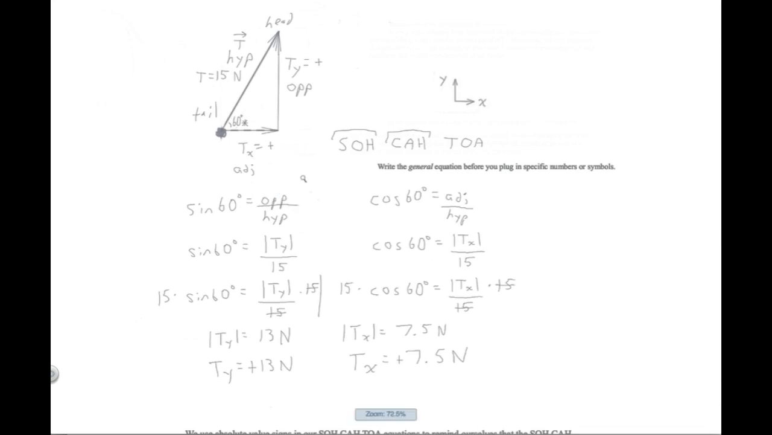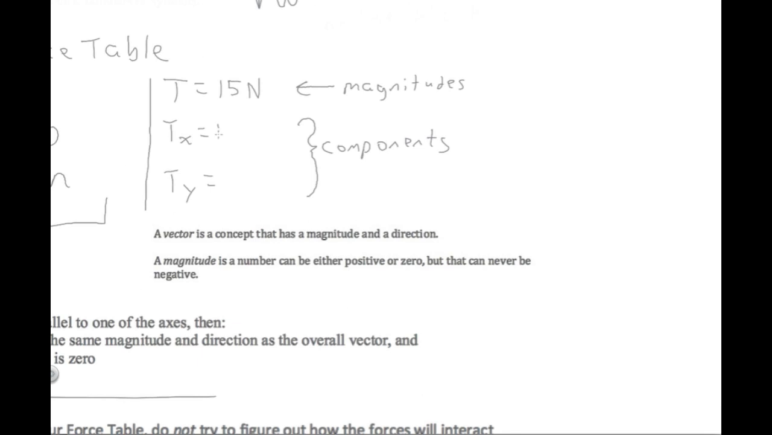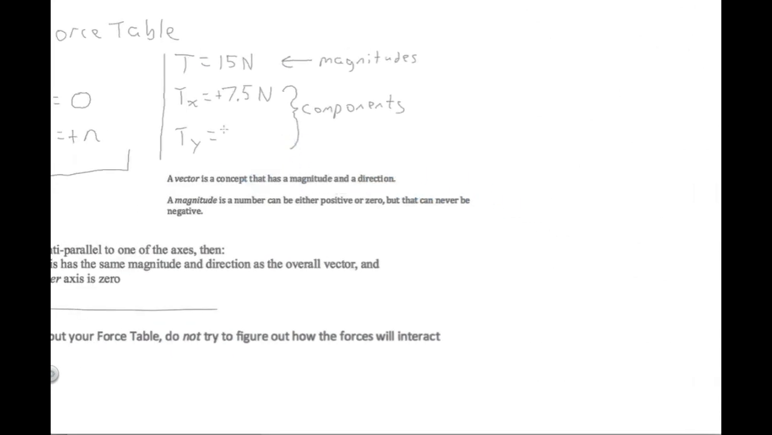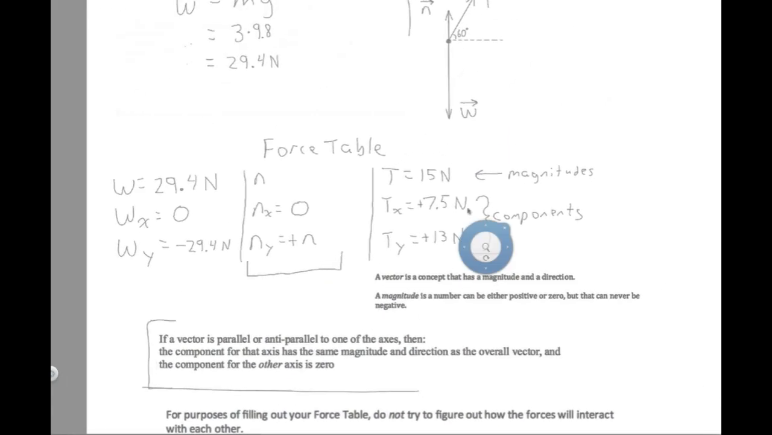Now remember, the goal for all that work was to take these numbers and build them into our force table. So let's do that now. Our Tx is positive 7.5 newtons. And our T sub y is positive 13 newtons. So now we've completed filling out our force table.